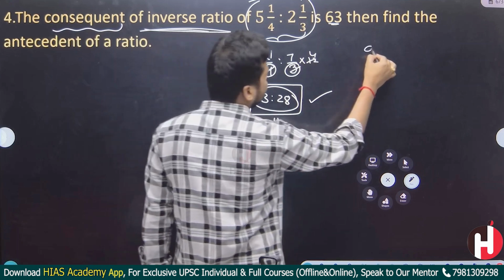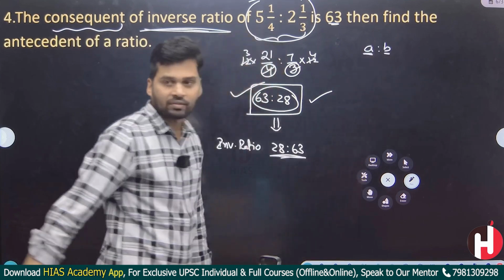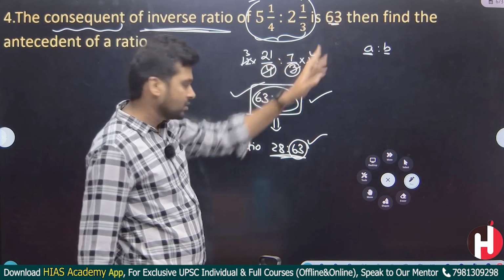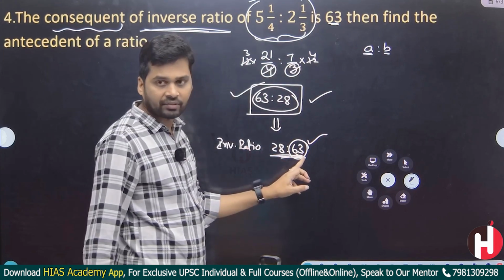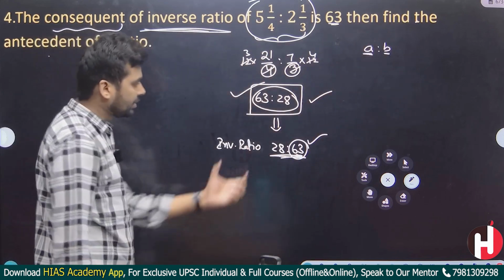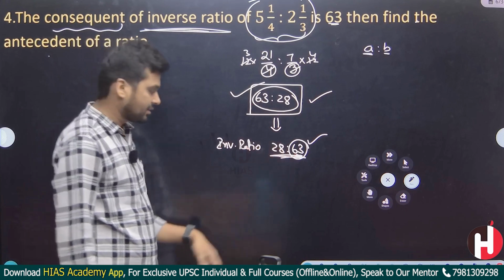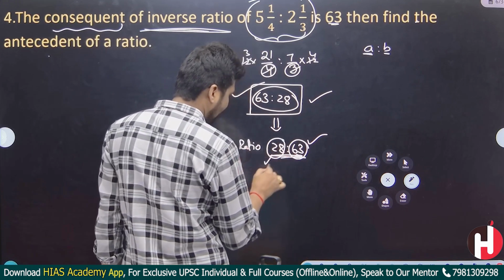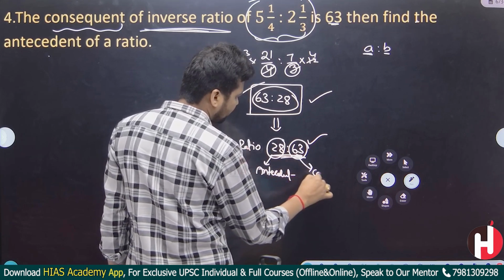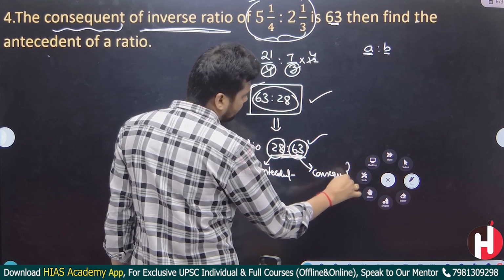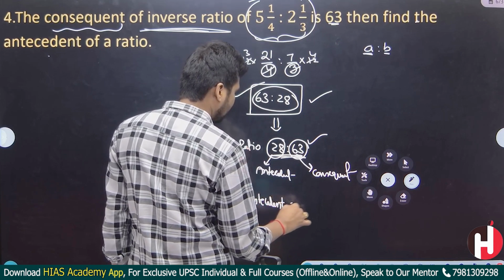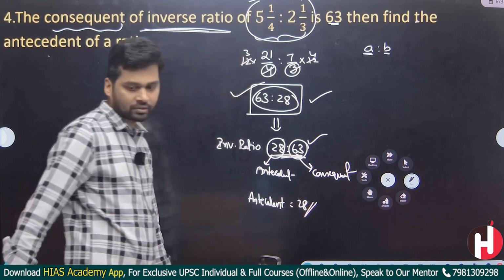So in A is to B, A is called antecedent, B is called consequent, right? What is given? The consequent is given, 63 parts is equal to 63. So the consequent term is 63. Now which term do we need to find out? Find the antecedent of the ratio. In this ratio, what is the antecedent? 28. So the answer is 28. This is called antecedent and this is called consequent. We are asked to find the antecedent, so the value is 28.